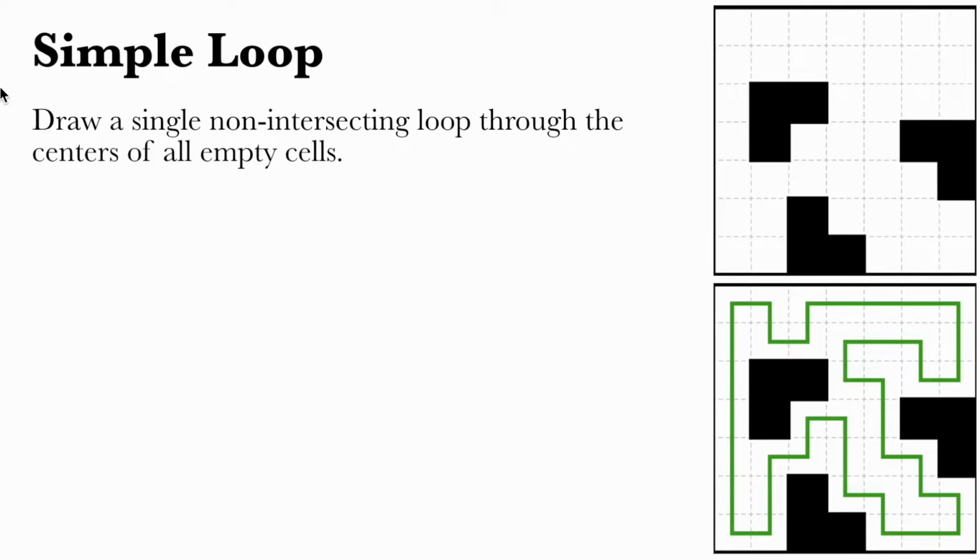In simple loop, we draw a single non-intersecting loop through the centers of all empty cells. So we are going to have to touch all of the cells in the grid. The loop may only go horizontally and vertically. And non-intersecting, meaning we can't make a figure 8, we can't branch, we can't have parts overlap. It is just a loop that goes in and out of each cell exactly once. Those are all of the rules of simple loop, so it's time to solve a puzzle.